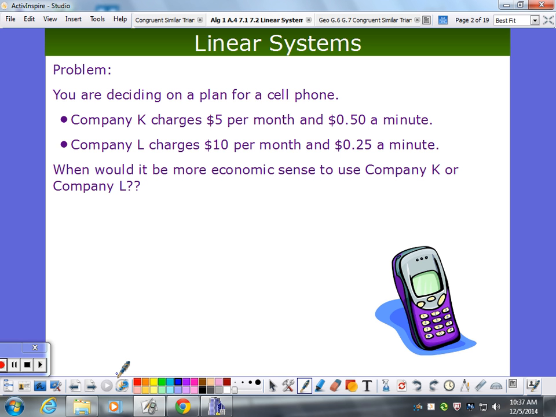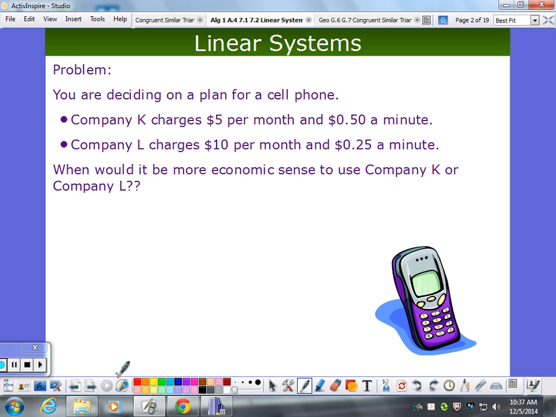So the factor here is how much you use your phone, how much you talk on the phone. If you don't talk very much, Brandon says choose company K. And if you talk a lot, Baden says choose company L. What do you think? All right, so then my question is, how do I know if I talk a little or a lot? What's that magic number that says I talk a little or a lot? Okay, I talk a lot, I know that. But who says I talk a lot on the phone? So I need to know that.